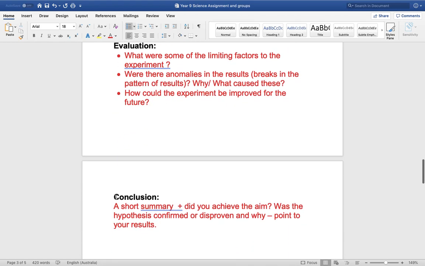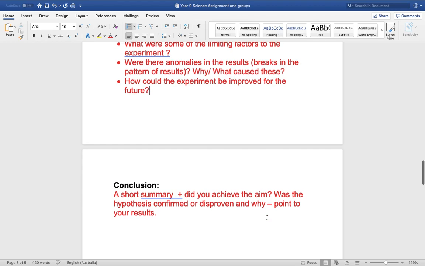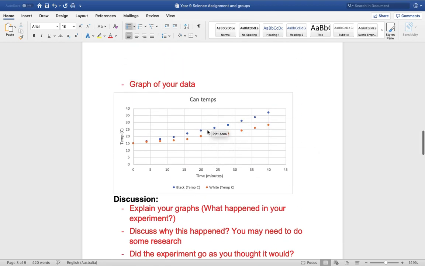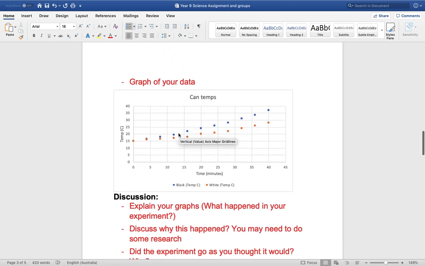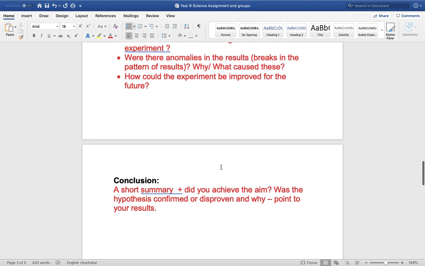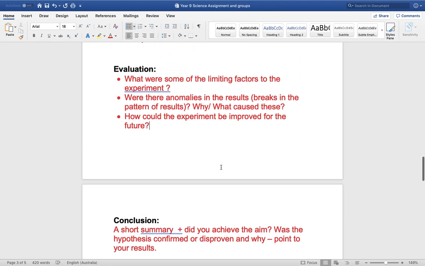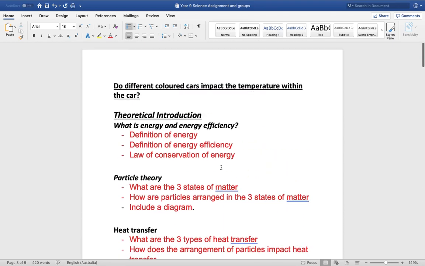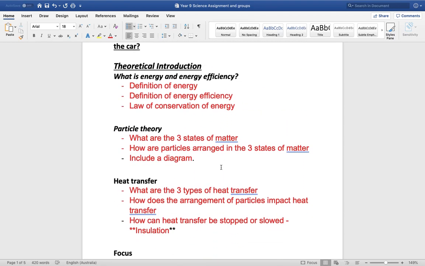And then the last section is the conclusion. So you just need to write a short summary, and whether you achieved the aim and whether your hypothesis was correct or not. So confirm whether it's proven or disproven and why. So you probably also just need to mention the results as well. So you'd refer to graph A or whatever you call your graph. Guys, that's about it. Once you've got all these parts of your assignment, that's pretty much it complete.